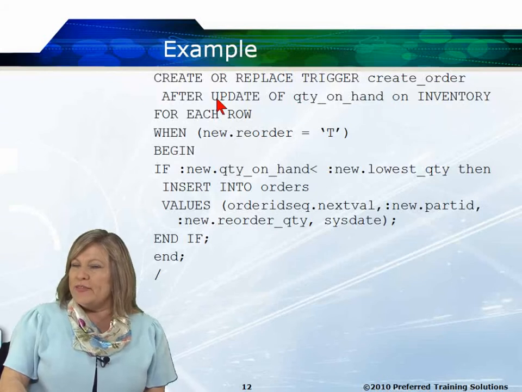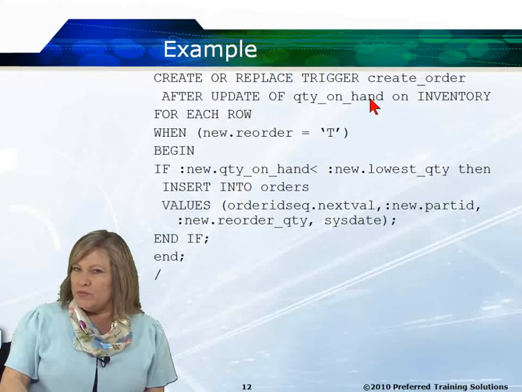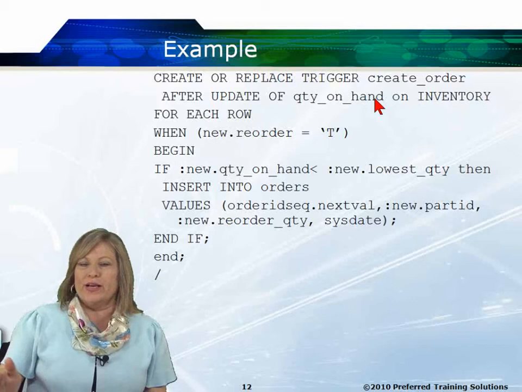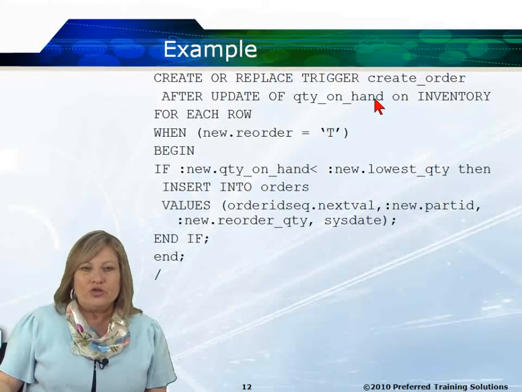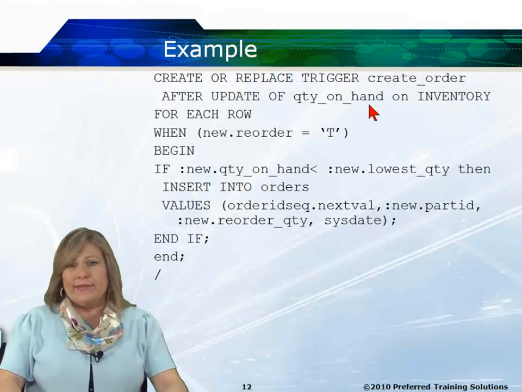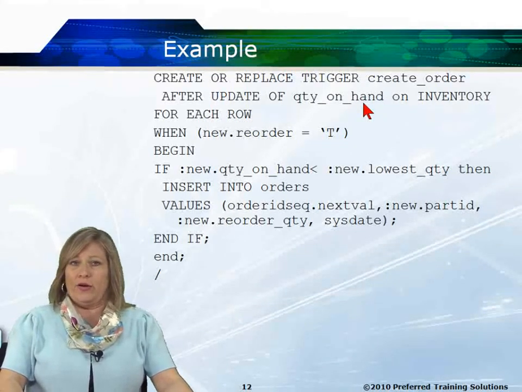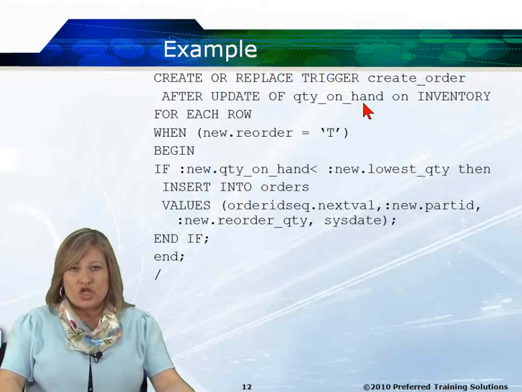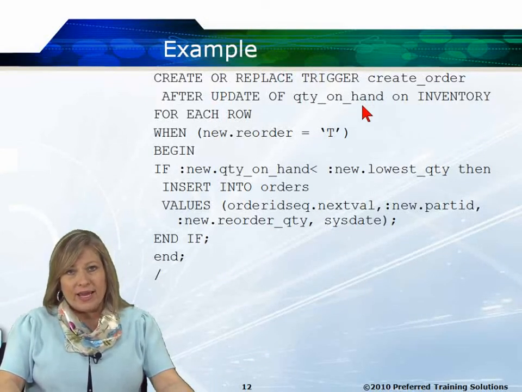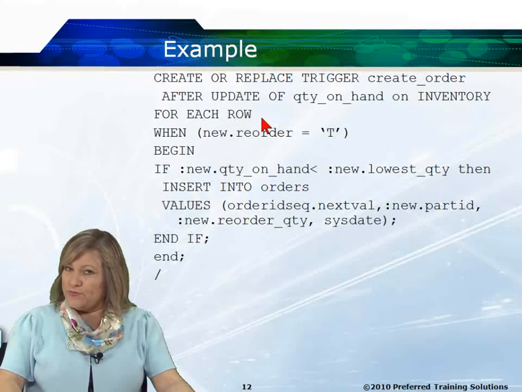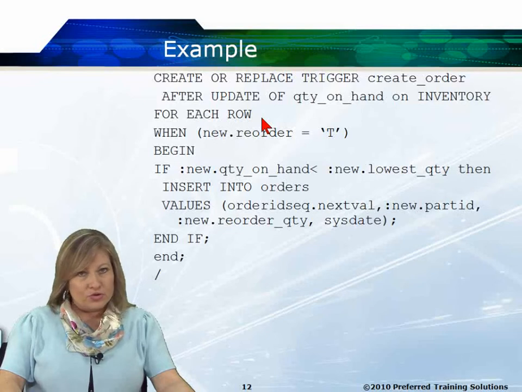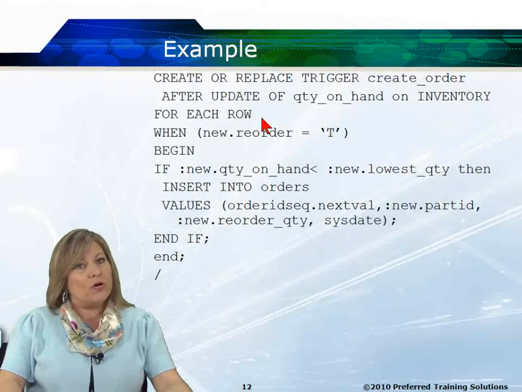It's important to understand that when you define the event to be update, you can also define specific columns, just like we did before. If you updated somebody's address, I wasn't concerned about whose manager you were reporting to. Same thing here. If you update the reorder quantity, I don't care. I'm only going to need to check this when the quantity on hand is being updated. I do have my keywords for each row because this is a row level trigger, since I need to get to the individual column values.